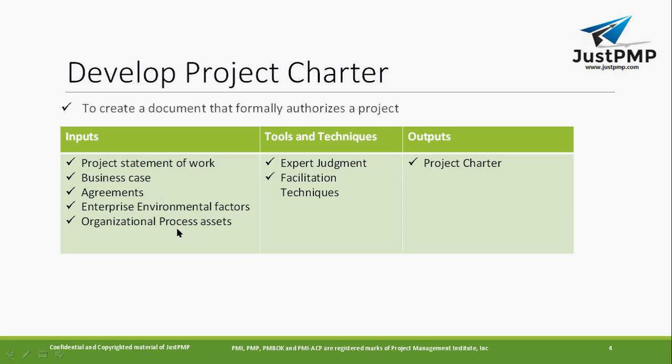So organization process assets are something like documents, a repository, a database, the organization's habits for managing different projects. Then you'll have tools and techniques. When you're developing a project charter, you'll basically use expert judgment and facilitation techniques. In this case, say 10 or 20 people are there: just discuss with them, take their views and see what things can be done and what things can't be done.